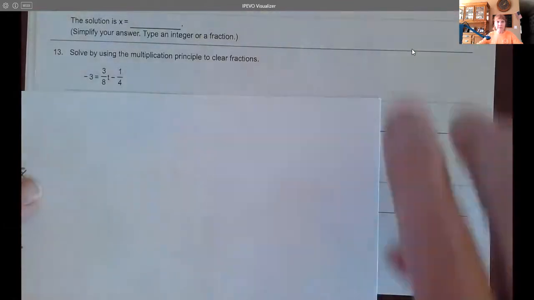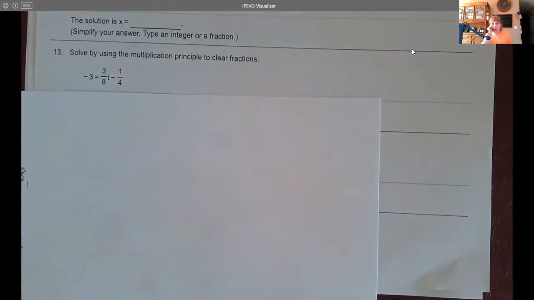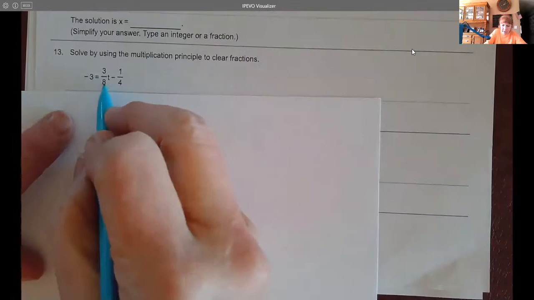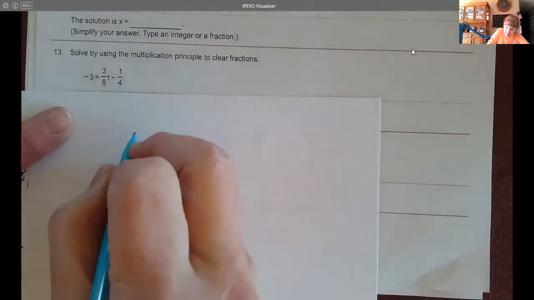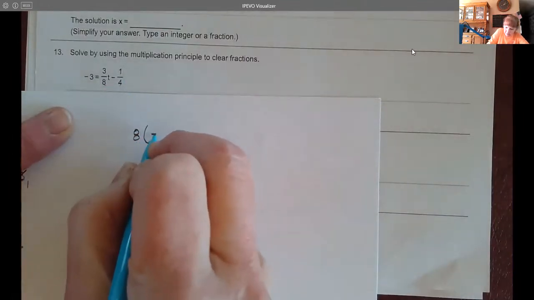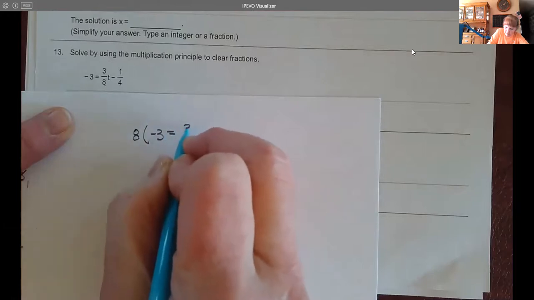All right, we need to get rid of the 8 and the 4 on number 13. And again, your numbers will probably be a little different. So I need to get rid of 8 and 4. So 8 and 4 will both go into 8. So that's what I'm going to multiply every term by, is what these two would go into. So I'm going to take 8 times all of those.